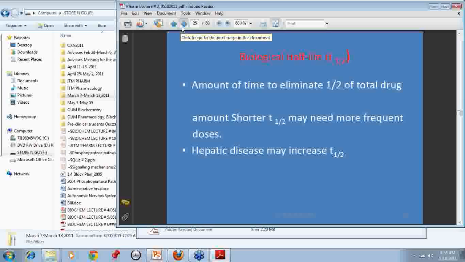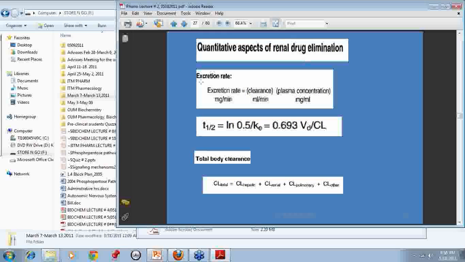Clinically speaking, 90% of the steady state concentration will be achieved after about 3.3 T-half. That's important to keep in mind. I think this slide shows that information very nicely. You have quantitative aspects here to relate the excretion rate to the plasma concentration, the clearance, and the T-half, and you need to be aware of all of those terms. You need to consider that total clearance takes into consideration hepatic clearance, renal clearance, pulmonary clearance, and others.